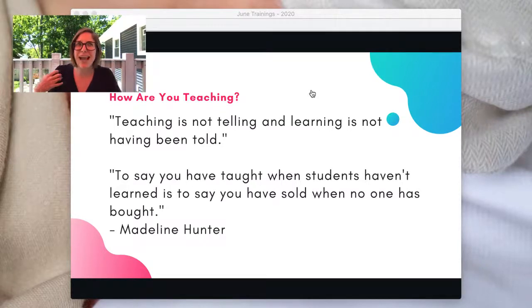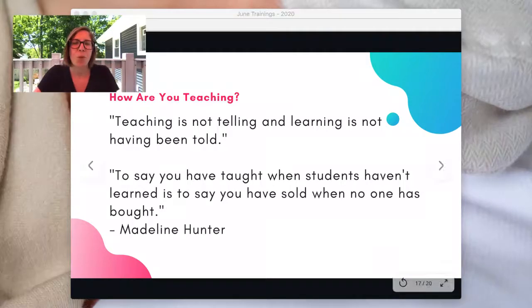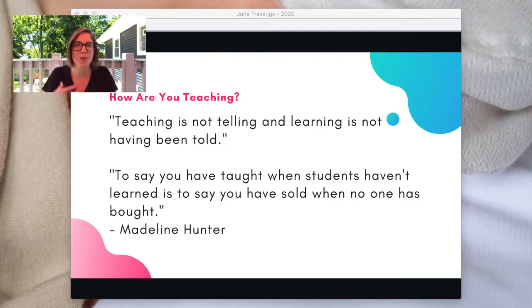Teaching when we're just telling our students doesn't mean the students are learning. When we're showing them the video and they're writing the answers down, or when we're giving them the notes and they're writing the answers down, they're not necessarily learning. And in fact, they're really not learning. They're just passively taking in that information. It's really in one ear and out the other.